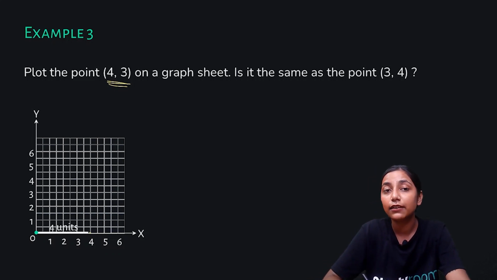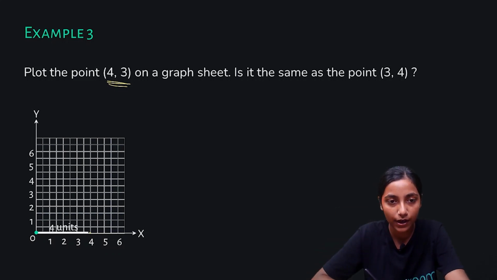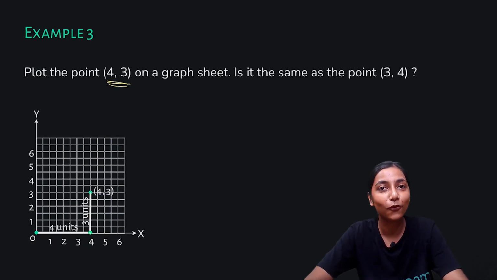Now we have (3, 4, 3). So 3 is telling me to move 3 units to the upward side from this 4 point. If I move, I'll reach here. If you can see, 4 units to the right of the origin, I'm reaching here, and further 3 units to the upward side, I'm reaching here. So this is my final point (4, 3).